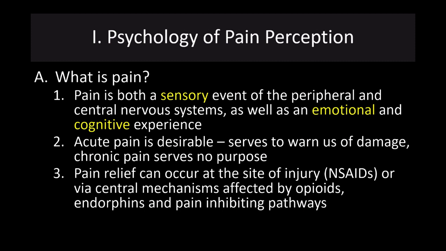So a couple things to realize is that pain relief can occur at the site of injury. So we can use nonsteroidal anti-inflammatory drugs or even ice to reduce inflammation. A big part of pain is inflammation, which is why CBD oils oftentimes at the site of inflammation seem to be very effective. But we'll get into that here in a little bit. Or we can also get pain relief via central mechanisms affecting primarily opioids, endorphins, and the pain-inhibiting pathways. So we can block pain in the brain, or we can block it at the site of injury.